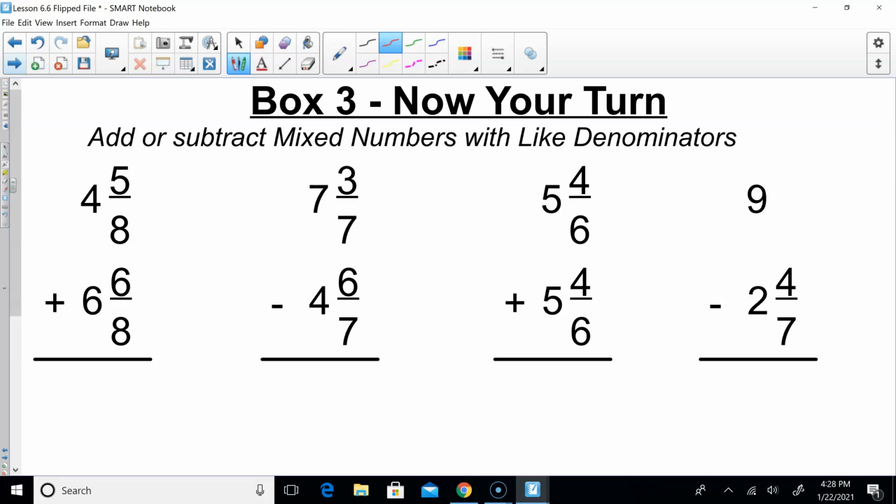And last but not least, these problems of adding mixed numbers or subtracting them. Take your time, do your best, good luck. I look forward to seeing all of your great work on these problems as it kind of reviews the last several lessons all in a nutshell.